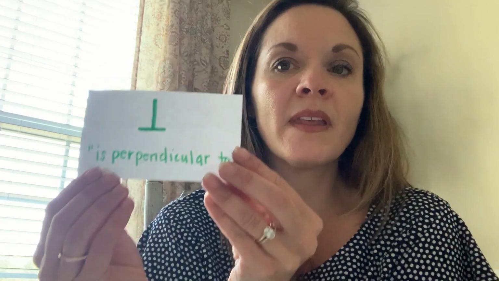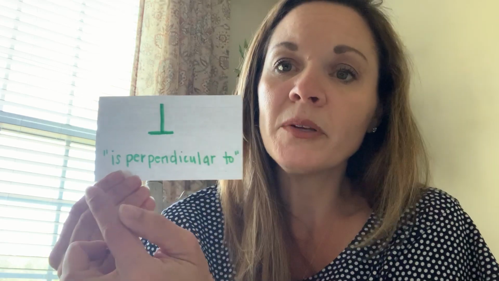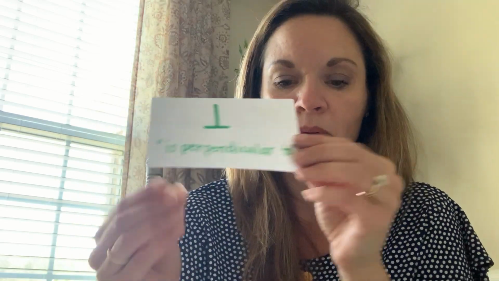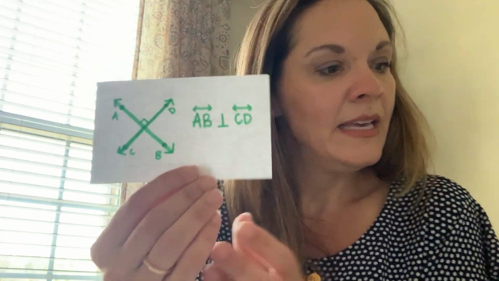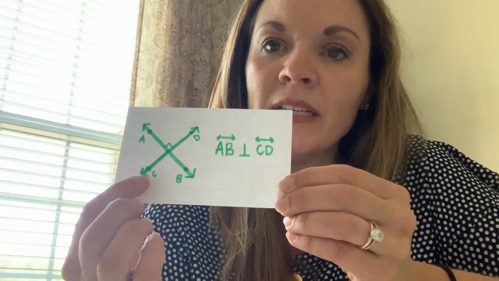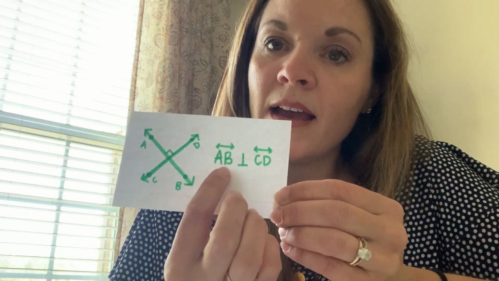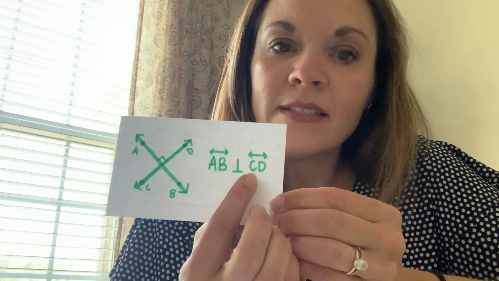You hopefully noticed that these different types of line relationships can be found almost anywhere. When describing parallel and perpendicular lines, we use special symbols or symbolic notation. This symbol is used to show perpendicular lines, and we read it as is perpendicular to. In this example, we can say that line AB is perpendicular to line CD, and this is how we would write it. Again, line AB is perpendicular to line CD.